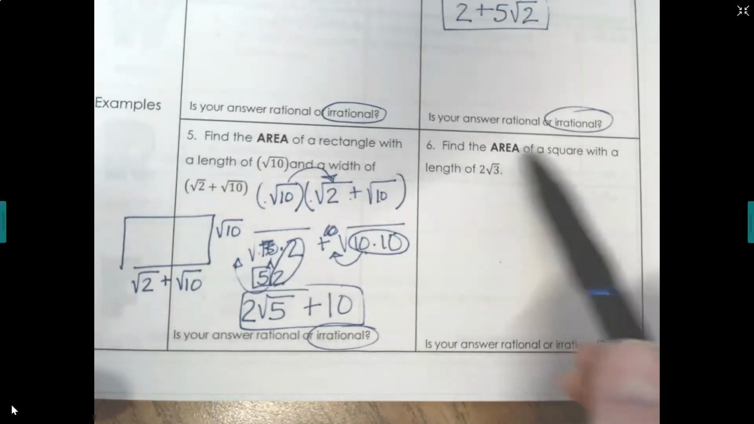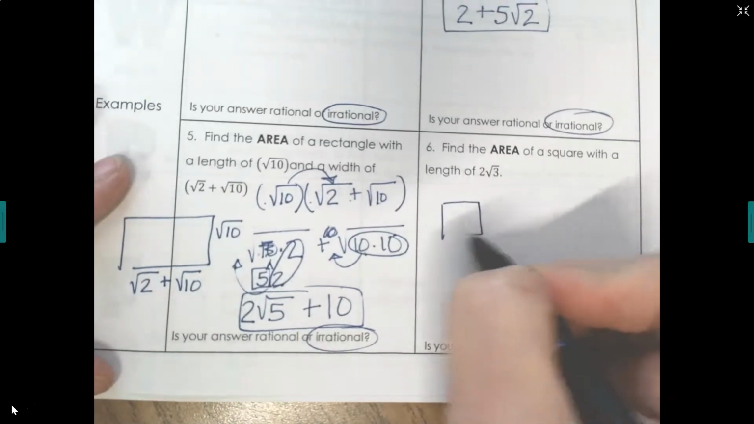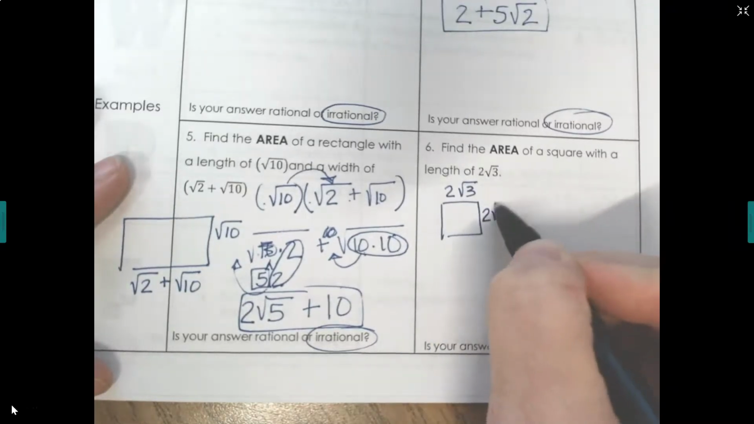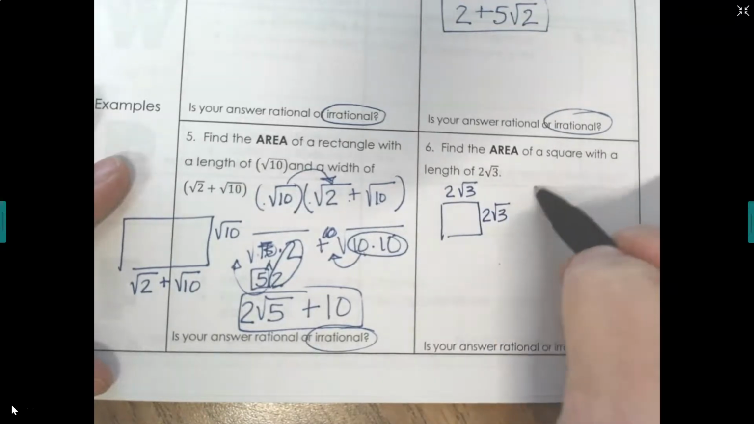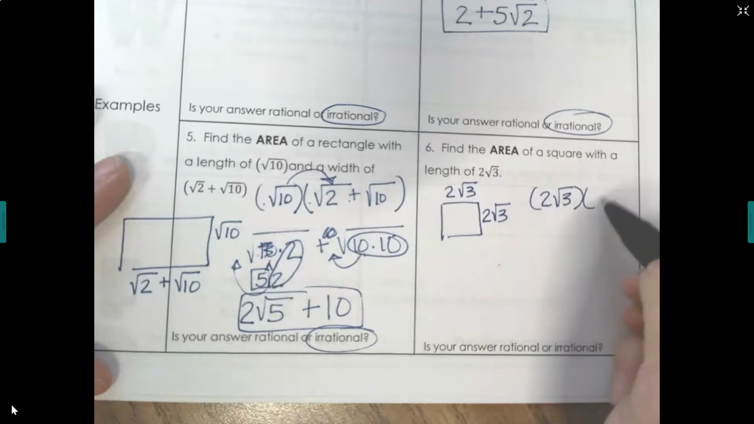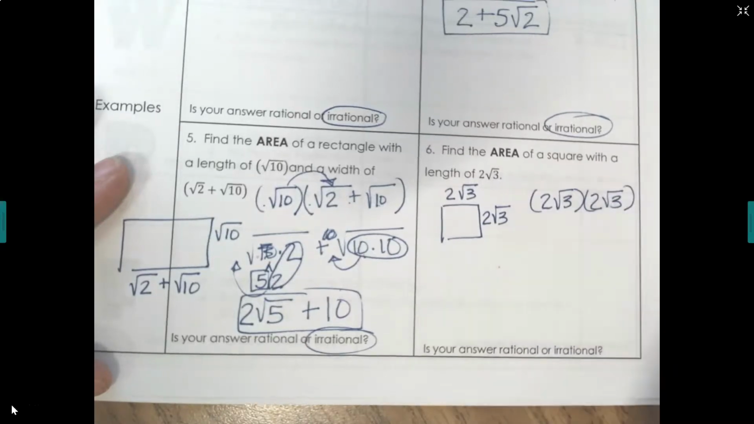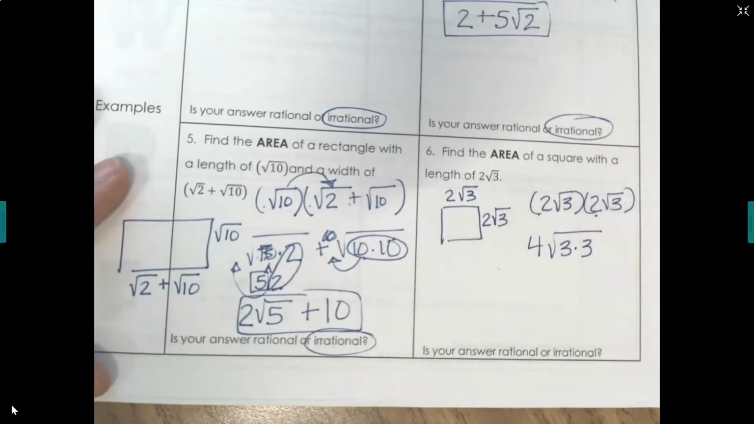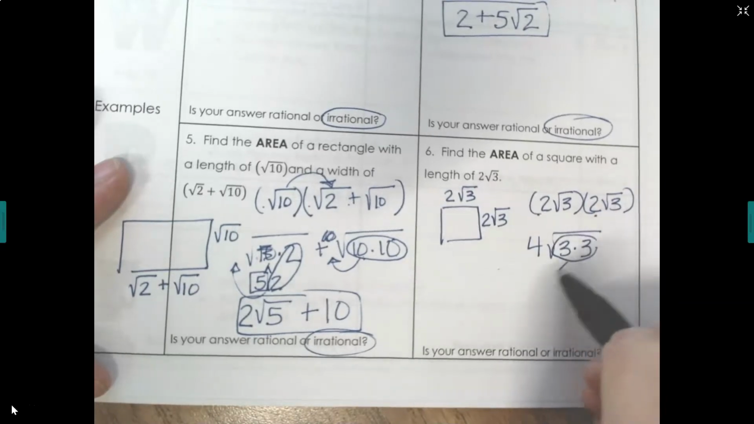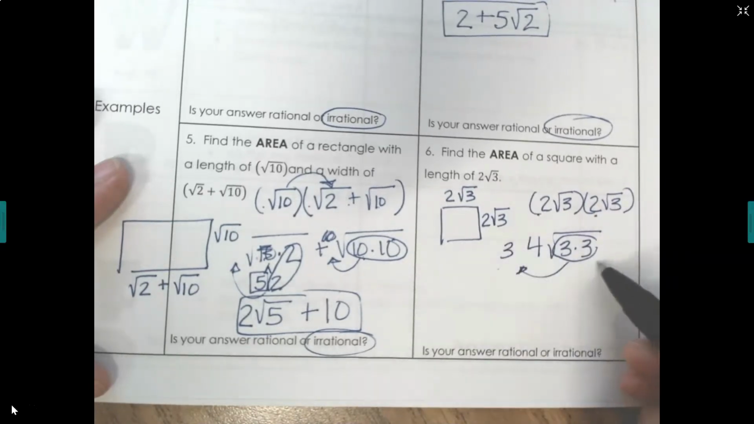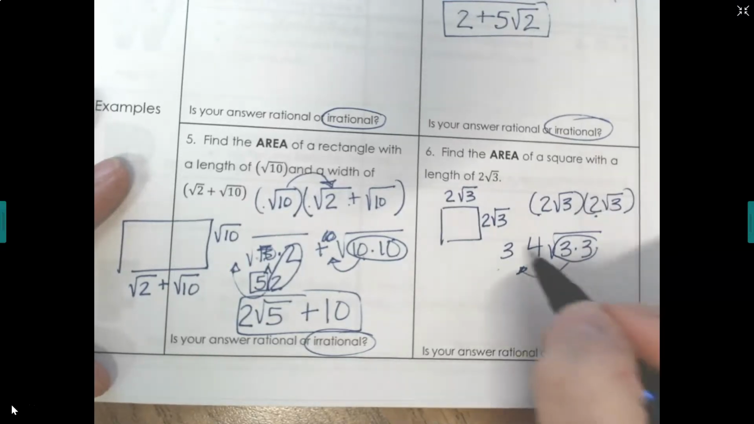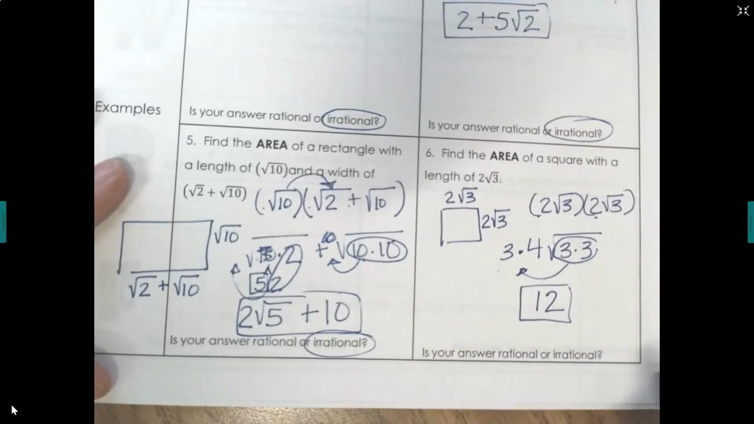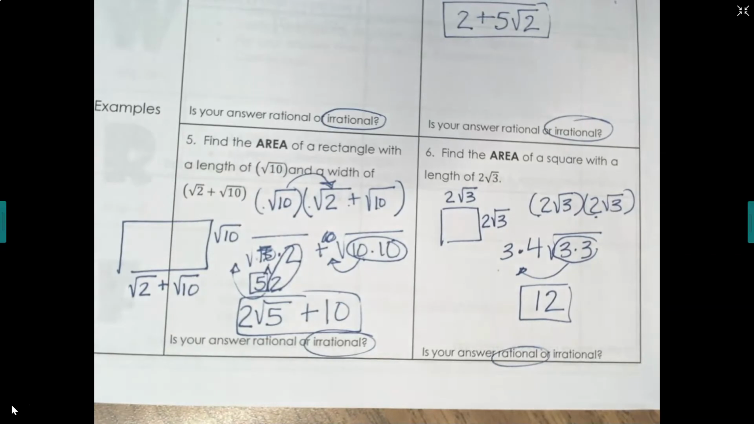One last one. We're going to find the area of a square. So instead of a rectangle, we have a square with a side length of 2 square root 3. Well, it's a square, which means this side is also 2 square root 3. So we're going to multiply 2 square root 3 times 2 square root 3, coefficient to coefficient. 2 times 2 is 4, square root 3 times 3. There's your pair. That means a 3 can come out. And there's no single terms left behind. That means your radical goes away, and we have 3 times 4, which is 12, which is a whole number, so it's rational.